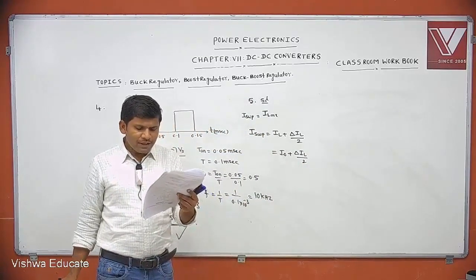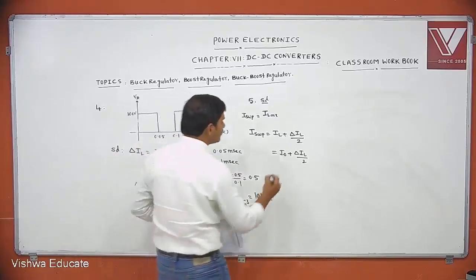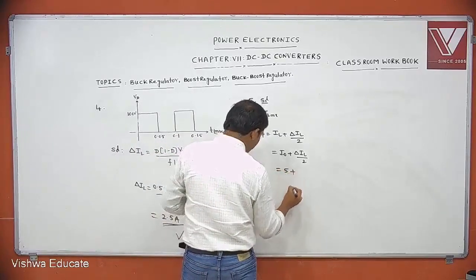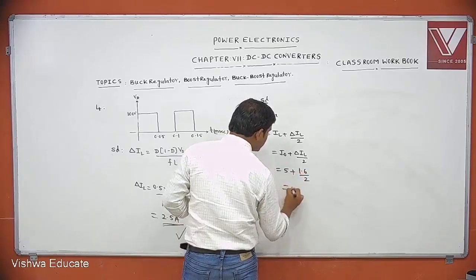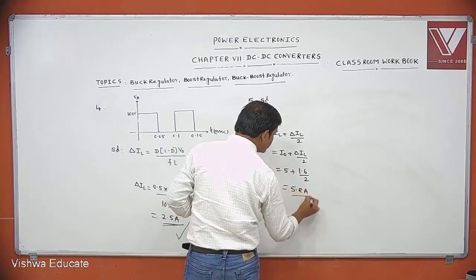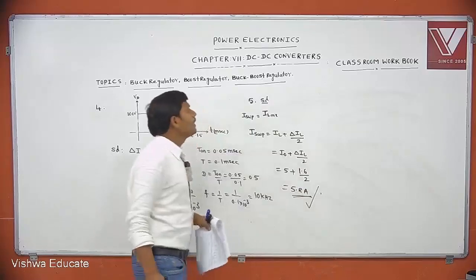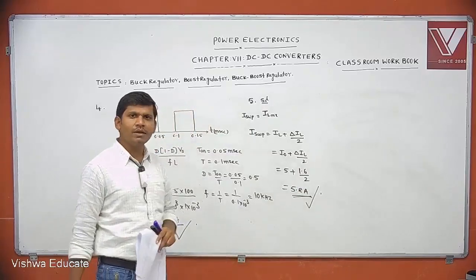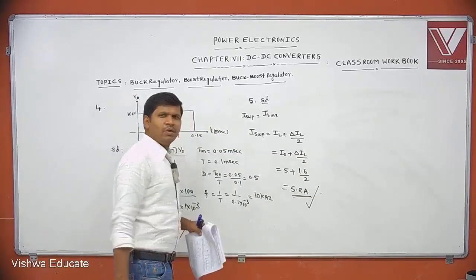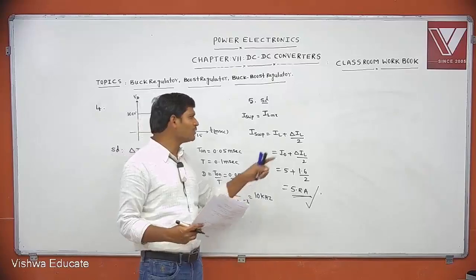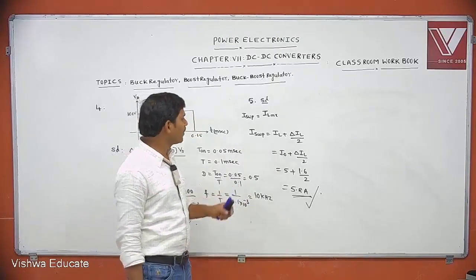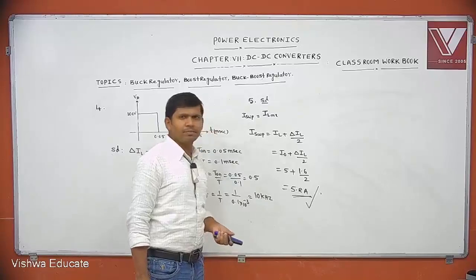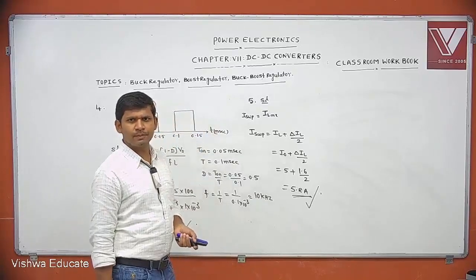The DC current is given as 5 amperes. Delta IL is given as peak to peak ripple current 1.6, so 1.6 by 2. How much do you get? 5.8 amperes. The peak current through the switch is 5.8 amperes. It is actually delta IL, the peak to peak ripple current in the inductor. Then that is 5.8 amperes. Clear?